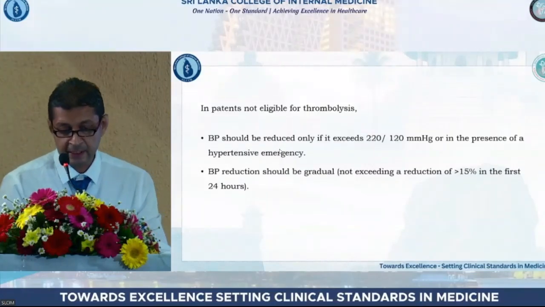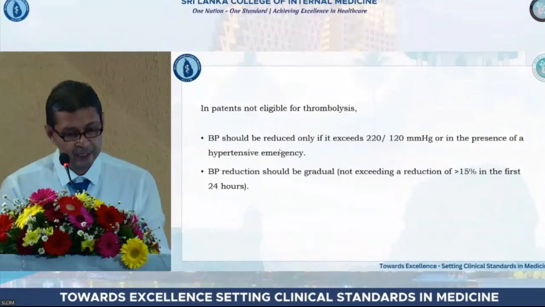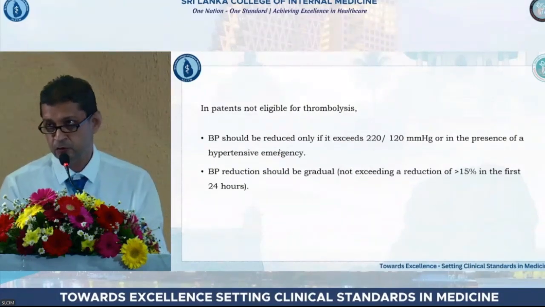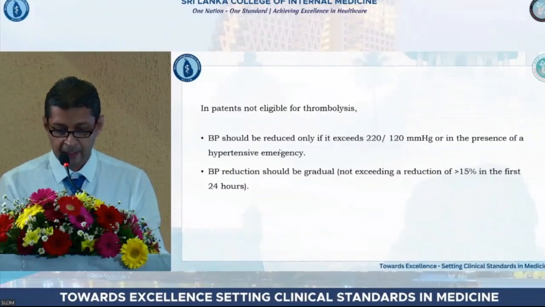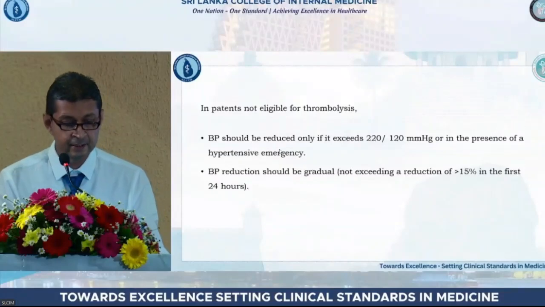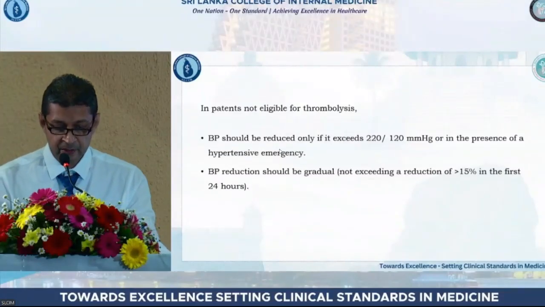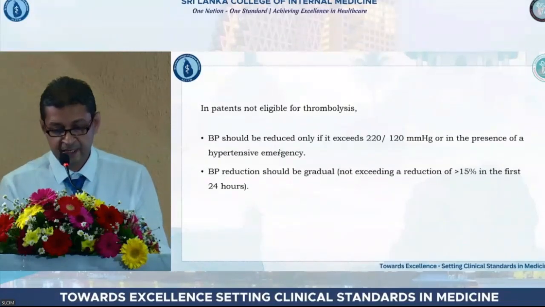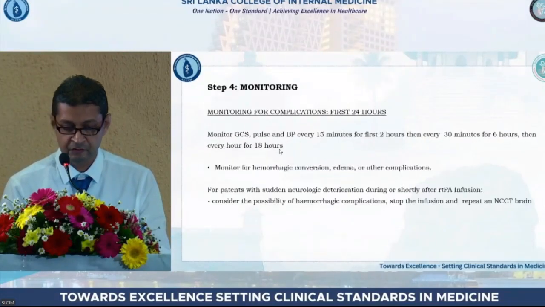In patients not eligible for thrombolysis, blood pressure should be reduced only if it exceeds 220 by 120 or in the presence of hypertensive emergency. Blood pressure reduction should be gradual, not exceeding a reduction of more than 15% in the first 24 hours.